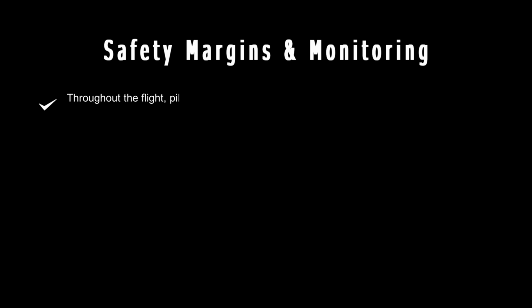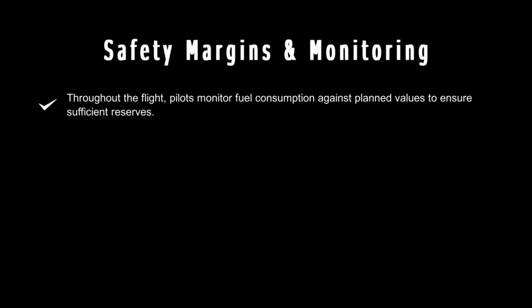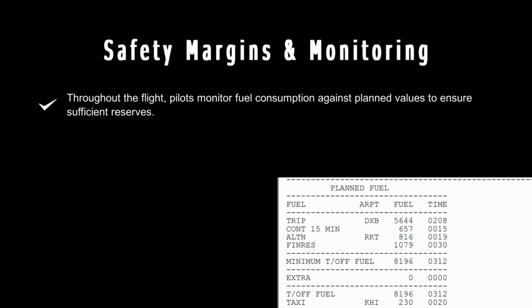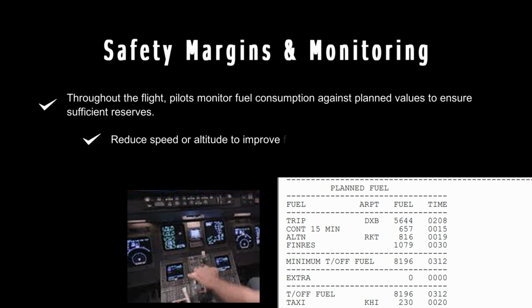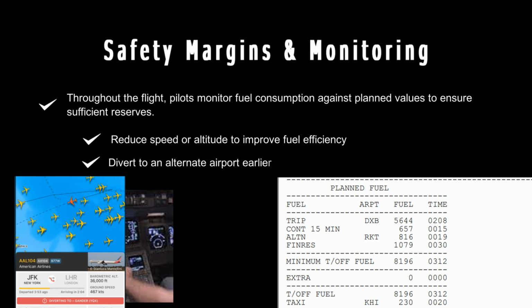Safety margins and monitoring. Fuel checks during flight. Pilots monitor fuel usage at regular intervals to ensure sufficient reserves. Unplanned deviations, e.g. headwinds or rerouting, may require adjustments. If the calculated fuel falls below safety thresholds, the pilot may reduce speed or altitude to improve fuel efficiency, or divert to an alternate airport earlier than planned.